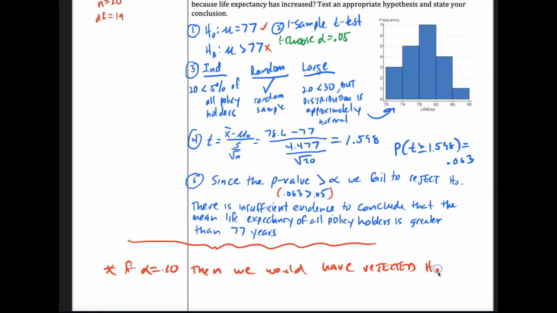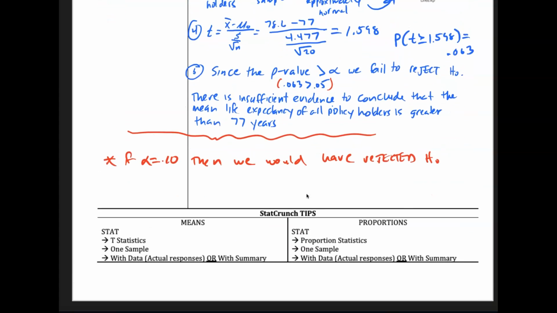It goes back to ideas which we'll talk about later, type 1 and type 2 errors, this idea of making the correct decision, and our confidence level. We're 95% confident, 90% confident. So if we used an alpha of 0.10, we would have rejected the null hypothesis, and then we would have said there is sufficient evidence to conclude, but we would have had less confidence in our conclusion. And that's it.